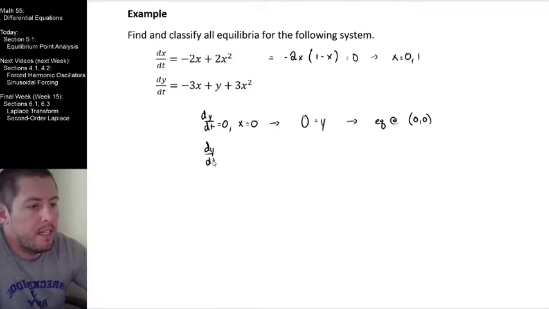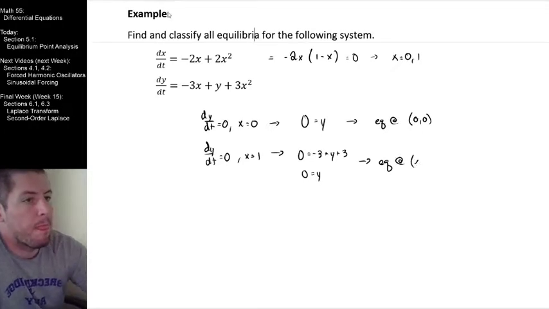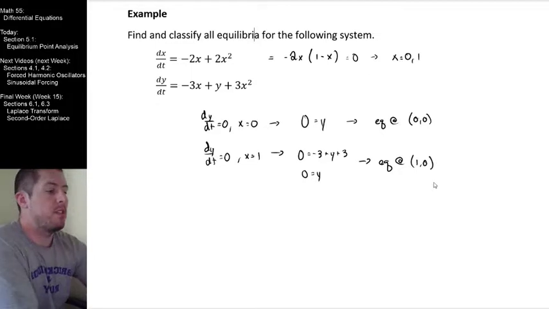Now if we need dy/dt to be equal to 0 and we want x to be equal to 1, then in this case it looks like we're getting 0 equals negative 3 plus y plus 3. And so it looks like we're getting y to be 0 again. So x being 1 and y being 0 is also an equilibrium. So we've got two equilibria, and one of them is not at the origin here. So we found the two equilibria.